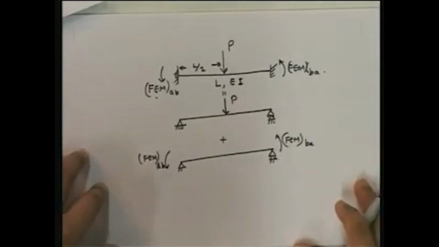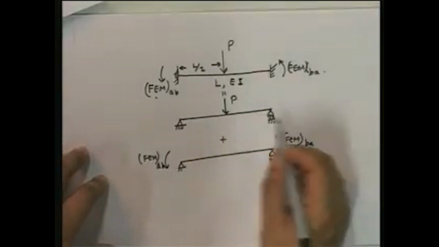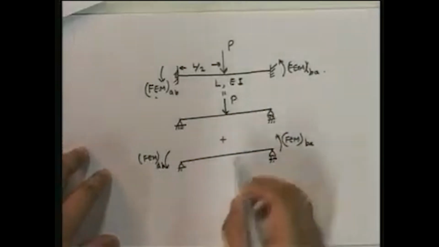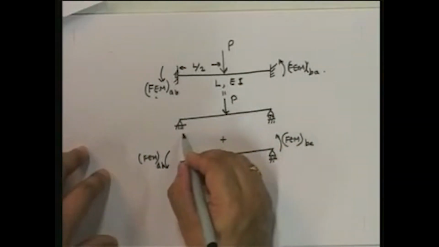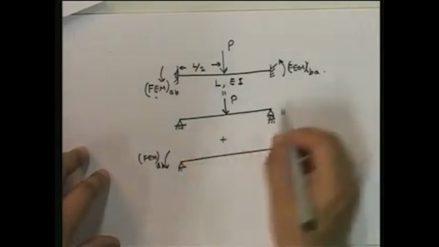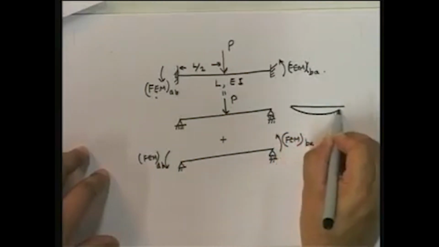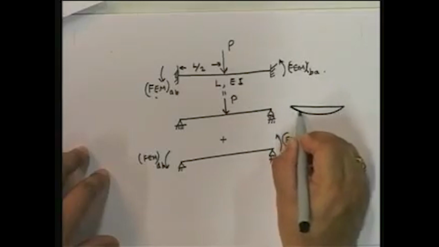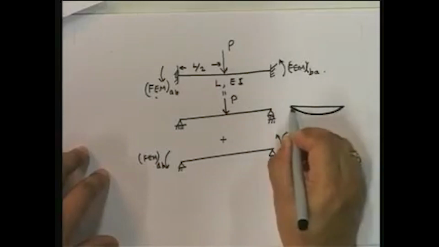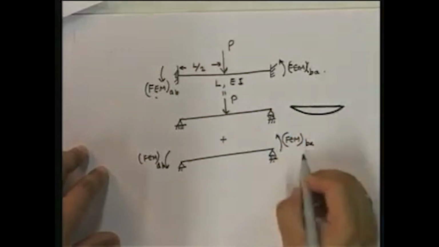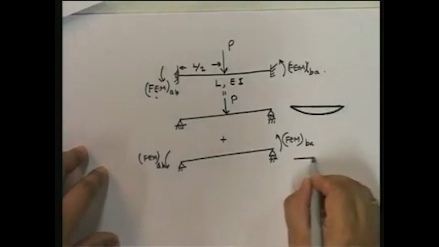What else has to be satisfied? Note that under this load, what's going to happen? This is going to become something like this, the rotation. I'm just drawing the rotation for this. The deflection pattern will be something like this. What will be the deflection pattern for this?